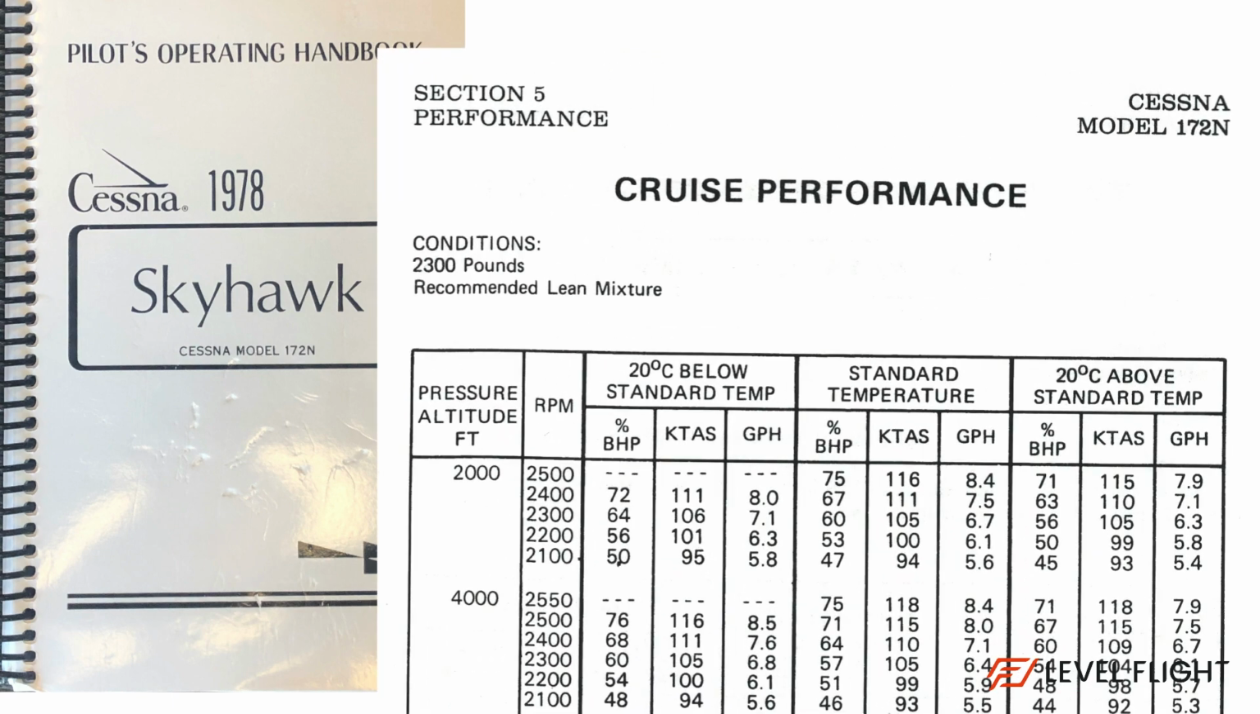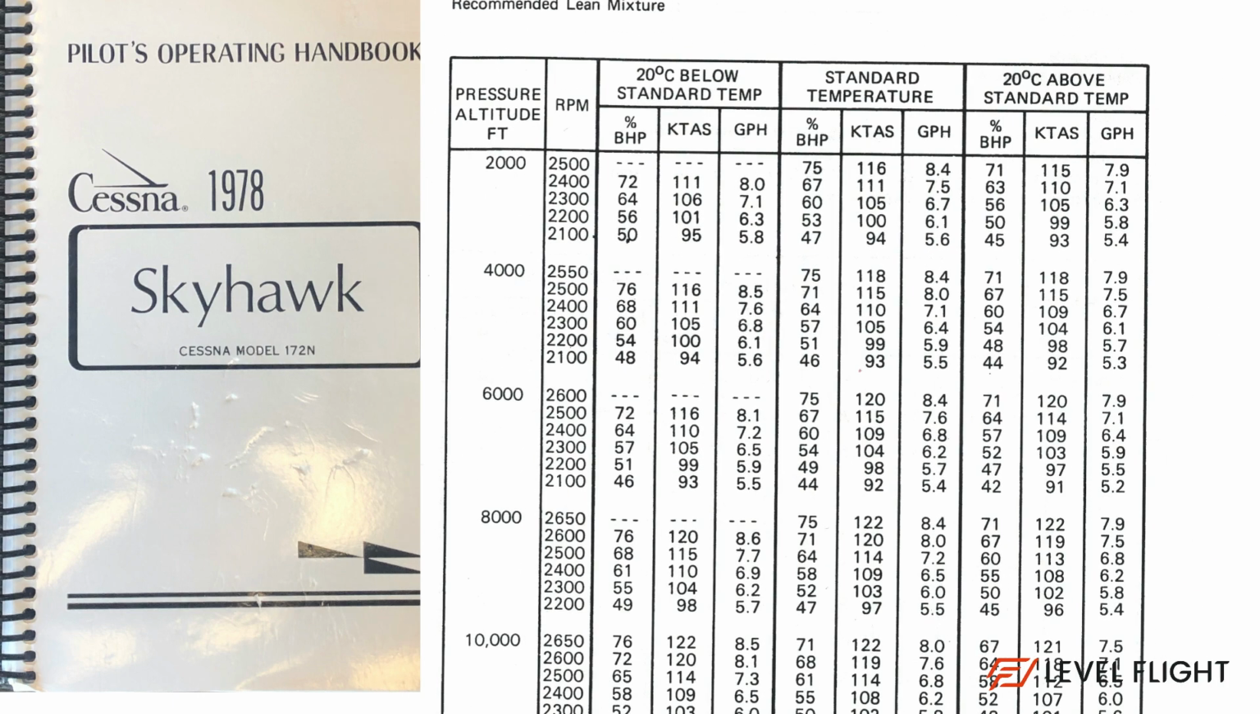The assumption is that the aircraft is flown at a gross weight of 2,300 pounds and the mixture is lean as per the manufacturer's recommendations. If you are lighter, you will see better performance. If you do not lean the mixture as per the manufacturer recommendation, then your performance and fuel burn will be different as well. We enter the chart on the left at the pressure altitude window we intend to fly at.